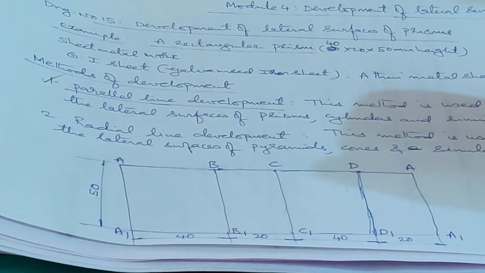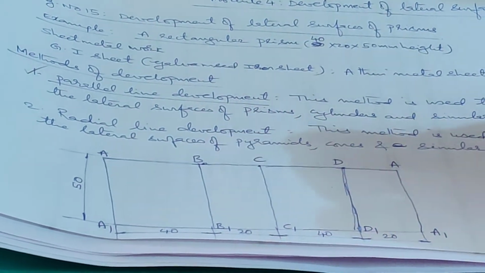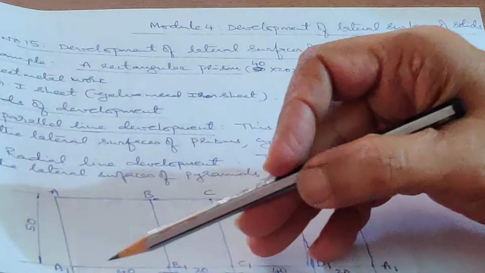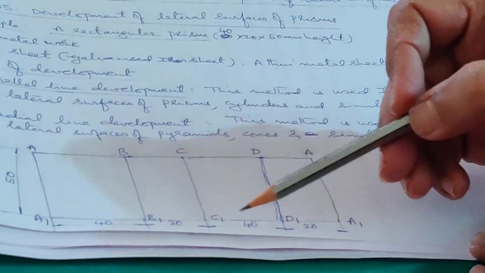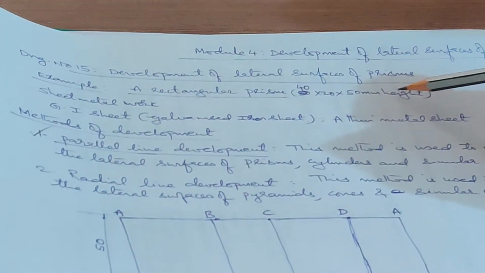Here I am not interested in the base and top face. I am interested only in the lateral surface. So this is the size and shape of the sheet that is required to draw the development of the rectangular prism which was mentioned here.